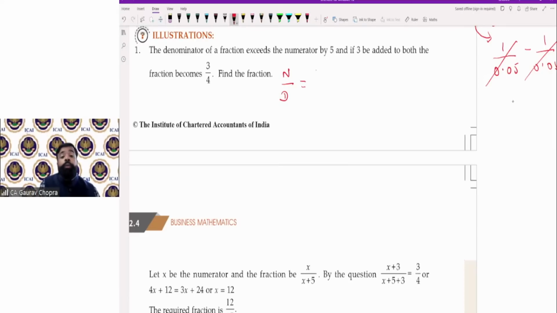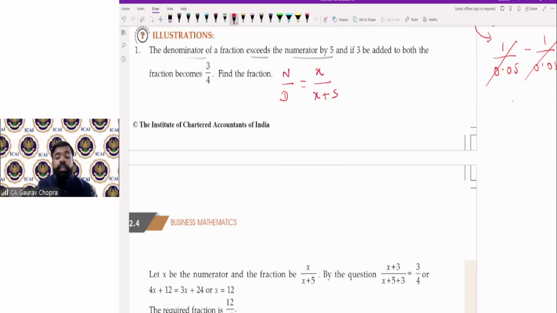So if numerator is x, अगर numerator x है, then denominator क्या होगा? X plus 5. Why x plus 5? Because question says denominator exceeds numerator by 5. Therefore, denominator will be x plus 5.